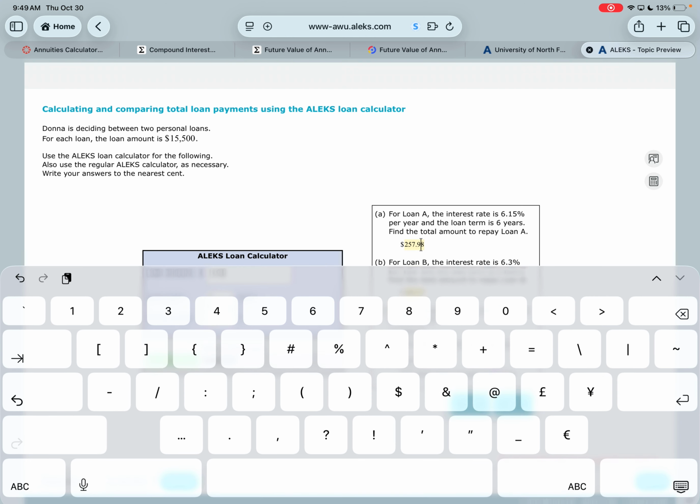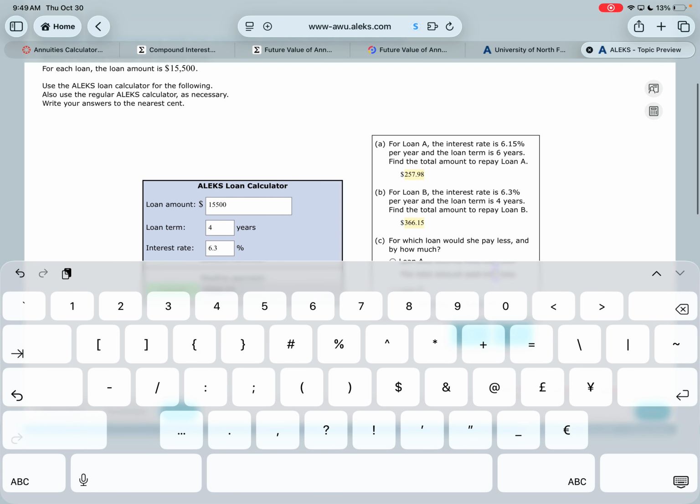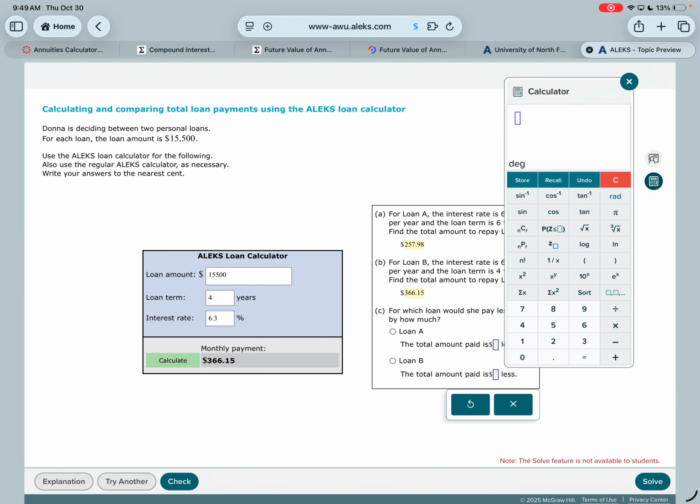All right. No, I did this wrong. That's the monthly payment. That's fine. Okay. Sorry. It says find the total amount to repay the loan A. So I got to go back and do this. 257.98 times 6 years every month. First of all, I want to talk about this. I want you all to see it.